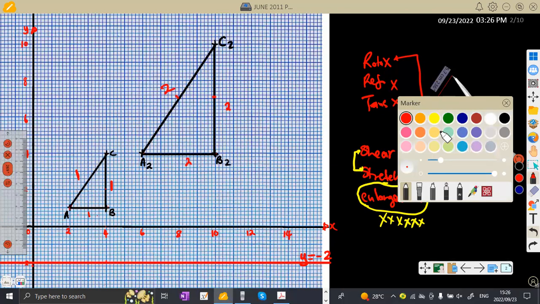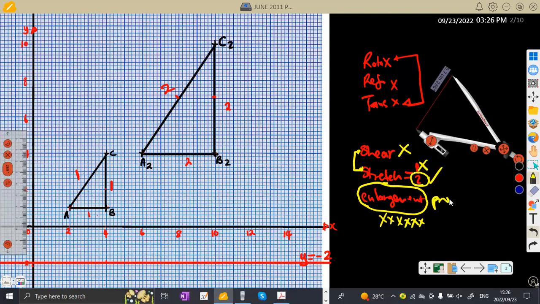Enlargement, all sides, they are being increased proportionally. That's proportionally. Okay, just let's hope my spelling is fine. So proportionally meaning to say by the same scale factor.